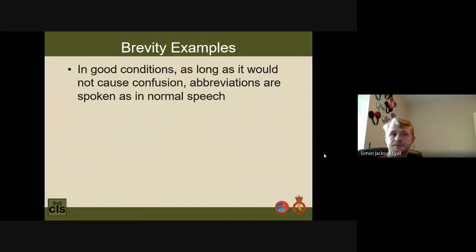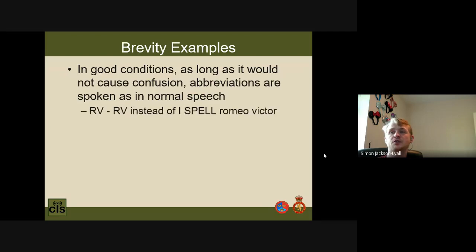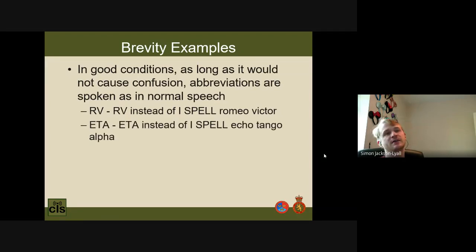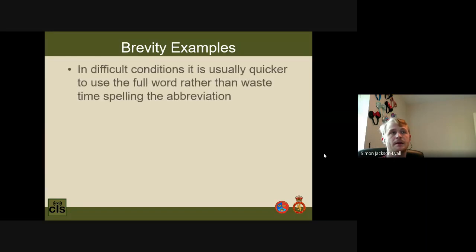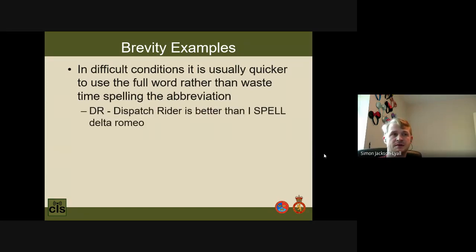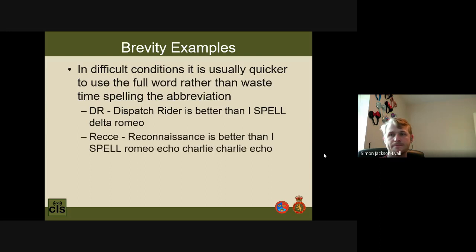So in good conditions, as long as it does not cause confusion, abbreviations are spoken as in normal speech. So you'd say RV instead of I spell Romeo Victor, or ETA instead of I spell Echo Tango Alpha. But in difficult conditions, it's usually quicker to use the full word than waste time spelling the abbreviation. So dispatch rider is better than saying I spell Delta Romeo. Or reconnaissance is better than saying I spell Romeo Echo Charlie Charlie Echo.